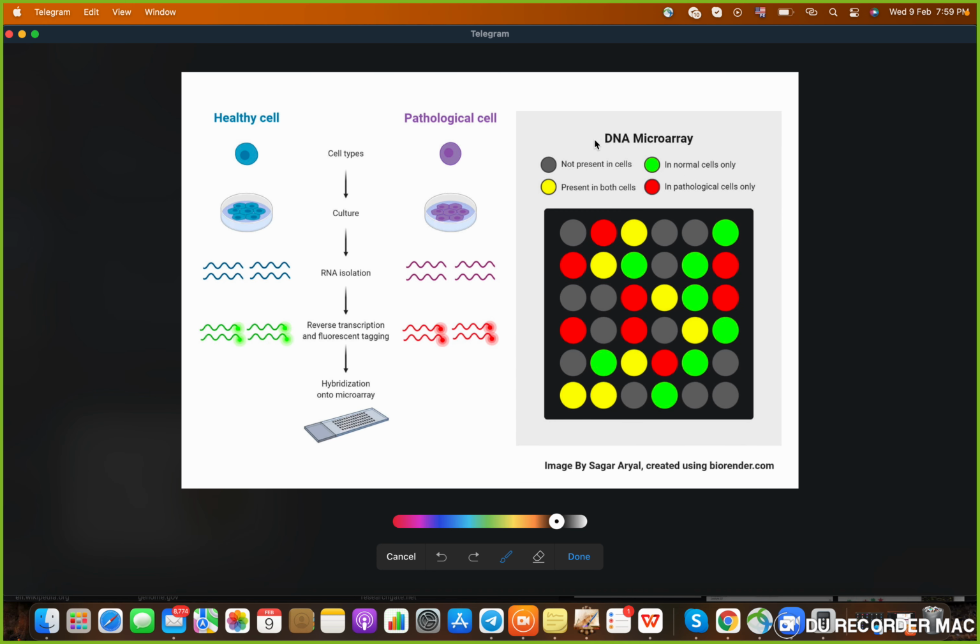Okay, so the DNA microarray. We have pathological cells and we have healthy cells. So you take them and you put them inside of some culture. You culture them until you isolate the RNA of interest. And then you do reverse transcription to take the RNA and make a DNA out of it. And then you put a dye on it, okay? And after you put a dye on it, what do you do? Well, you put it in this microarray. You do this DNA microarray type of shape, and this can help you to identify the tumor cells from the non-tumor cells, or the pathological cells from the non-pathological cells.